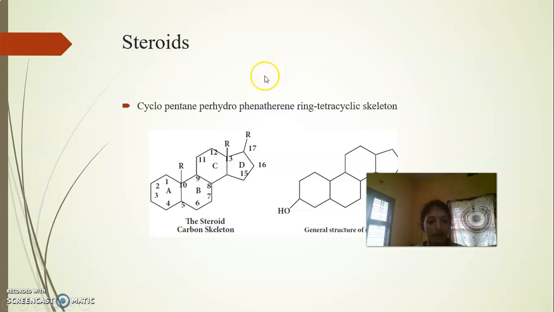Steroids are the best examples of derived lipids. They consist of tetracyclic ring. So they are chemically called cyclopentene perhydrophenanthrene ring structure. So this is a basic structure of the steroid, where it usually consists of 4 different types of ring. R refers to the side chain which is attached to the basic ring structure of steroids.